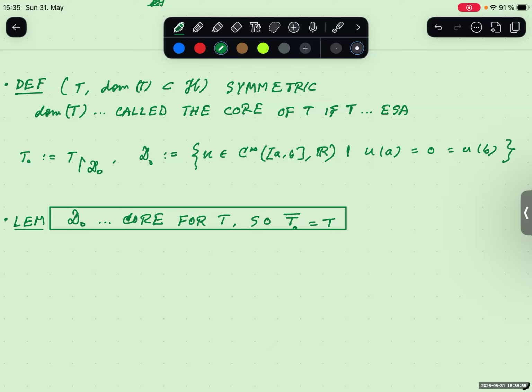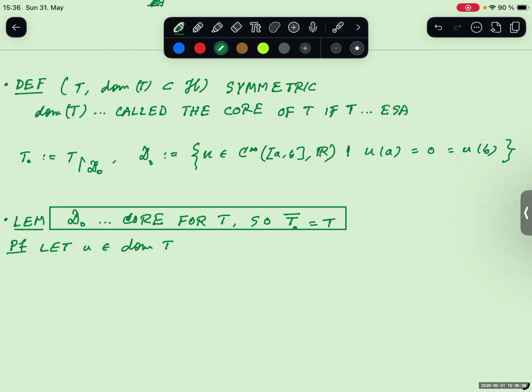Let's prove it. Proof. So again, let U be an element of the domain of T. So far what we have done, we computed the domain of the adjoint, and our main tool, or observation, is that integration by parts gives you boundary values. Oh, sorry, there was a question.